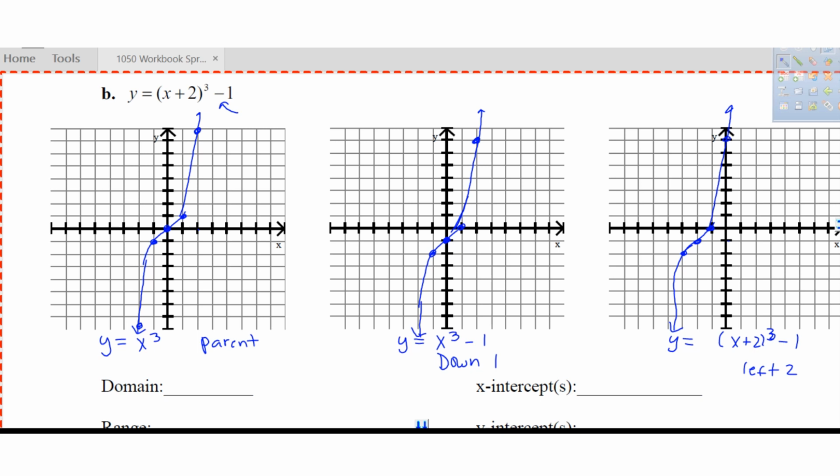Everybody look at that final graph. Tell me out loud, what's the domain? It is everything. Yes, it's everything. Look at the range. Range is y. Talk to me. Everything. Yep.